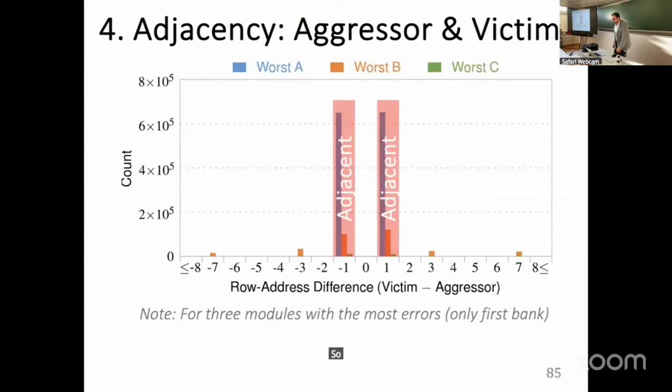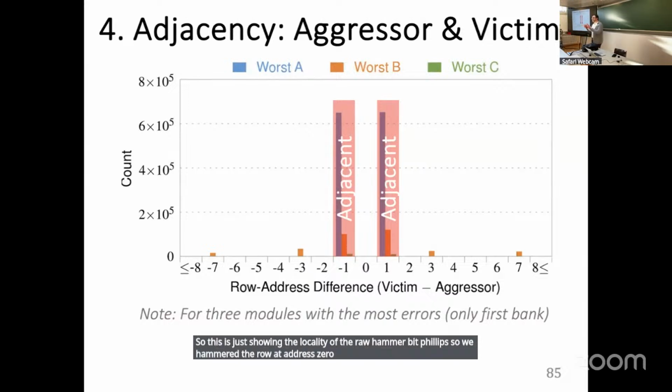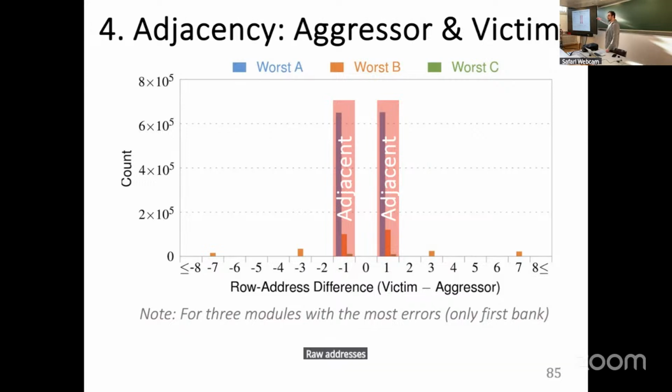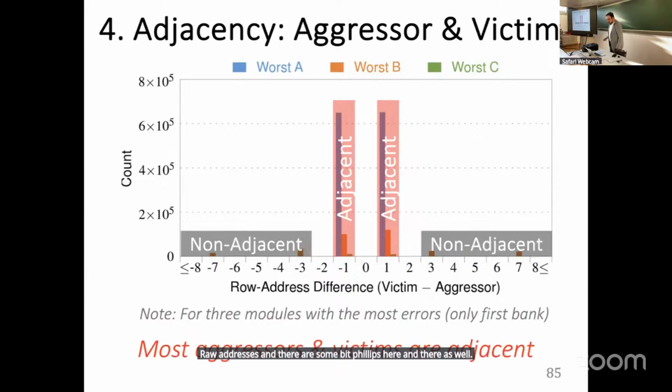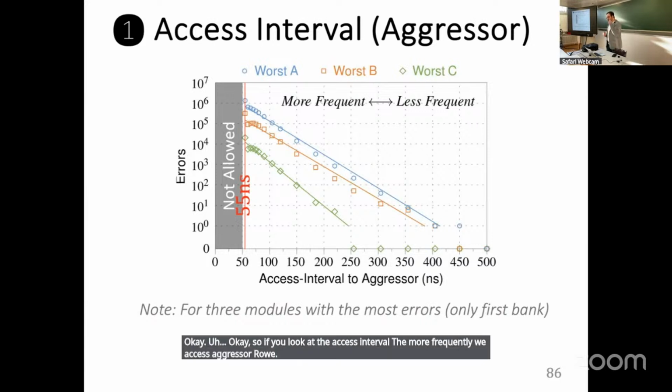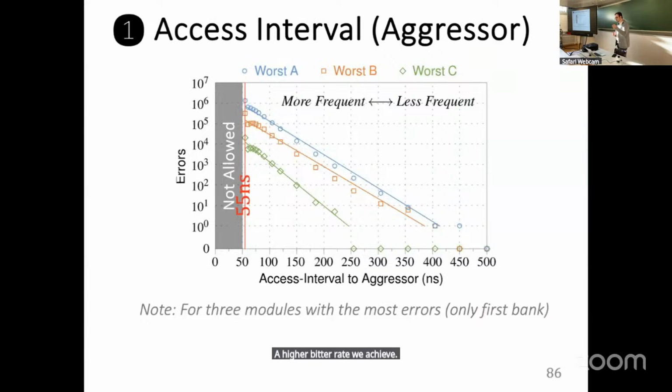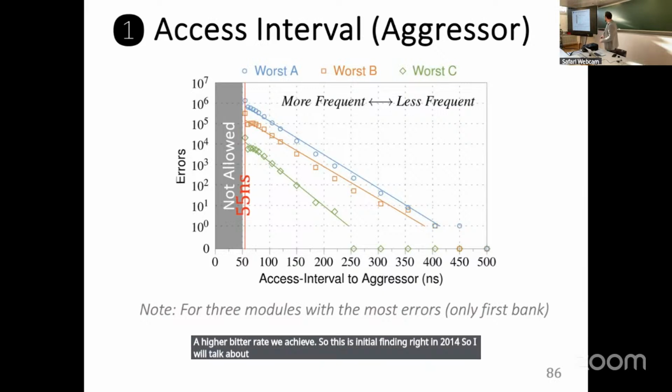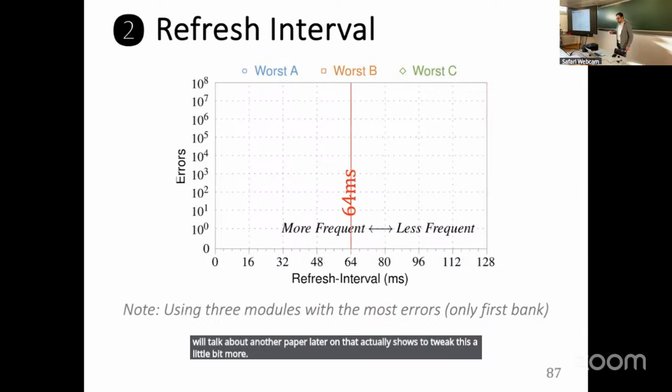This is showing the locality of the RowHammer bit flips. We hammer the row at address 0 here, so it's the relative address to the aggressor row. As you see, the bit flips accumulate in the plus and minus 1 row addresses, and there are some bit flips here and there as well. If we look at the access interval, the more frequently we access the aggressor row, the higher bit error rate we achieve. This is the initial finding in 2014. I will talk about another paper later on that twists this a little bit more, so don't take it for granted.